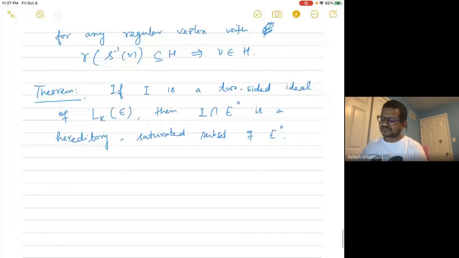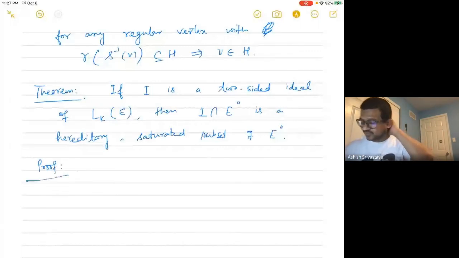Now, first of all, it's not too difficult to see that if you take any two-sided ideal, so if I is a two-sided ideal of the Leavitt path algebra over E, then I intersection E naught is a hereditary saturated subset of E naught. The proof is quite straightforward.